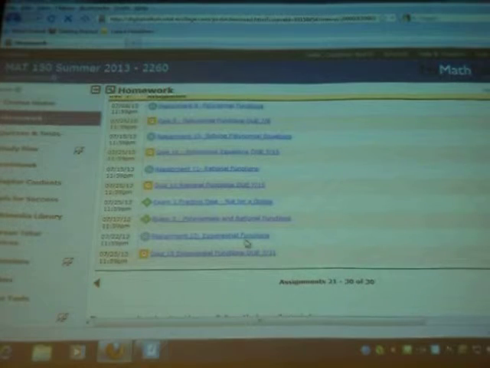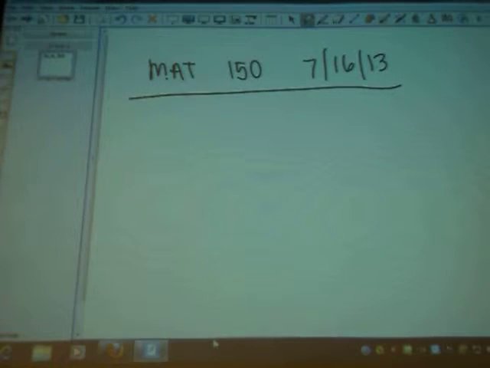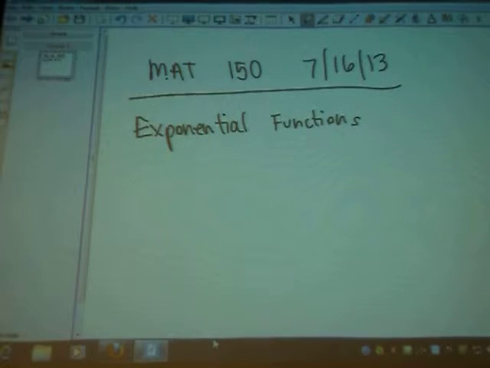Alright, so we're going to talk about exponential functions today. Anybody know what an exponential function is, or something can explain it? Any ideas? And I'm a little deaf today, so you guys gotta excuse me.